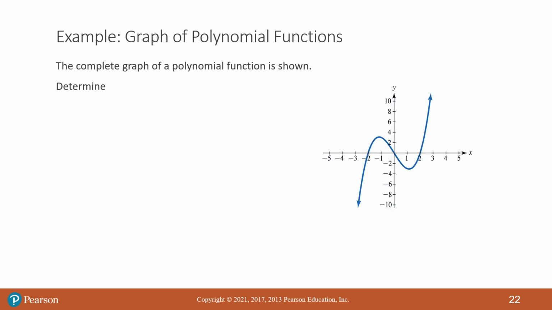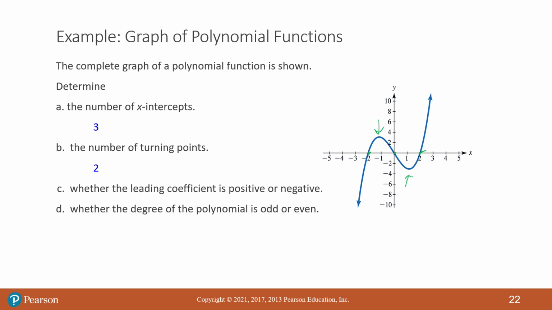Okay. The complete graph of the polynomial function is shown. Let's determine the number of x-intercepts on this one. Well, it looks like 3. 1 here, 1 here, 1 here, 3 x-intercepts. Look at the number of turning points here. Got a turning point here, turning point here. So 2 turning points. Leading coefficient positive or negative? It goes up to the right, so it's positive. And is the degree of the polynomial odd or even? Well, you've got opposite end behavior here, so it's odd. All right, minimum possible degree for this one is going to be 3, because obviously it's not a straight line. At most, 3 x-intercepts and n minus 1 turning points gives you the 2. So 3 would make sense here for the minimum possible degree.